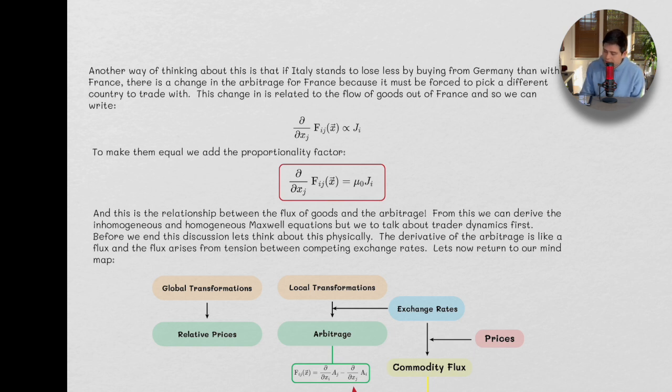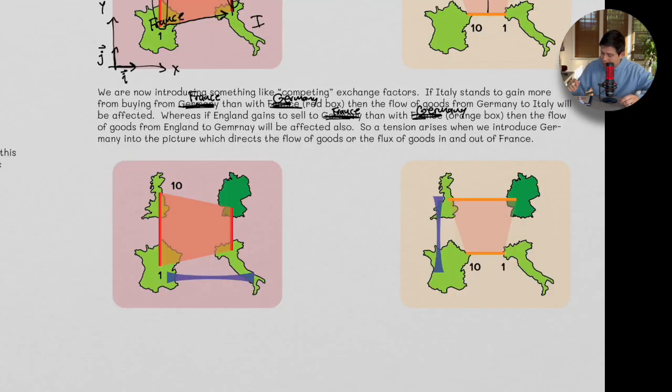This change is related to the flow of goods out of France, and so we can write that the derivative of the gain factor, that's the change in the gain factor, is going to be proportional to the flux of goods out of some country, okay? To make them equal, we're going to add a proportionality factor. And this is the relationship, right? It's really not that difficult to come to this now that we've sort of talked about intuitively what this means.